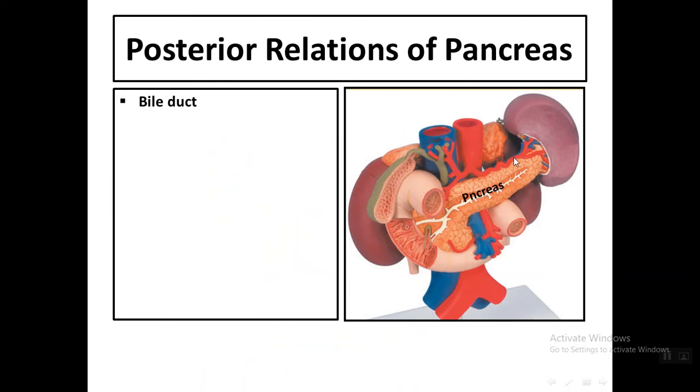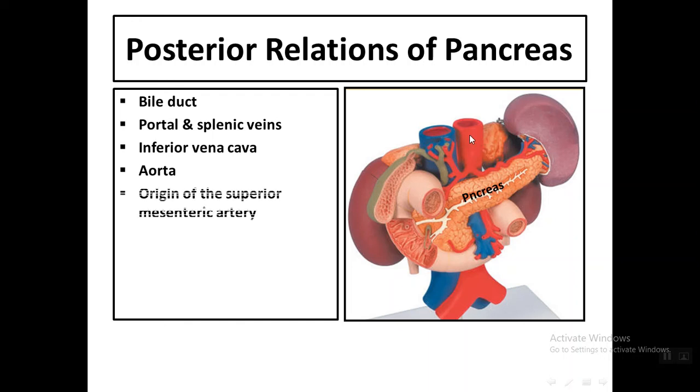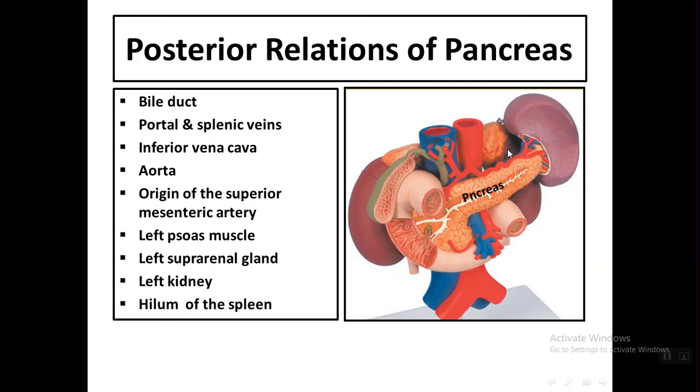As the pancreas crosses the midline in front of the great vessels in the abdomen, it is related to certain structures posteriorly. So what are the posterior relations of the pancreas? These are the bile duct, portal and splenic veins, inferior vena cava, the aorta, the origin of the superior mesenteric artery, left psoas muscle, left suprarenal gland, and the left kidney, and lastly posteriorly is the hilum of the spleen.